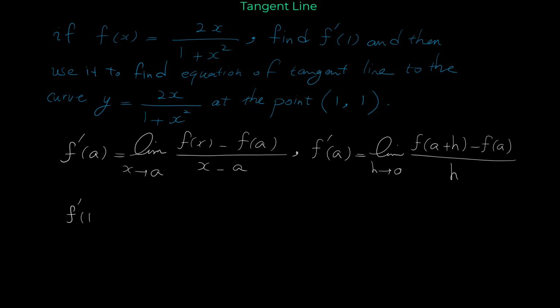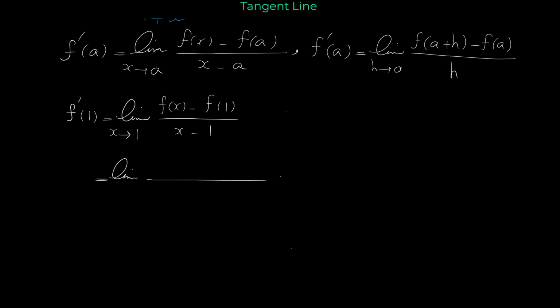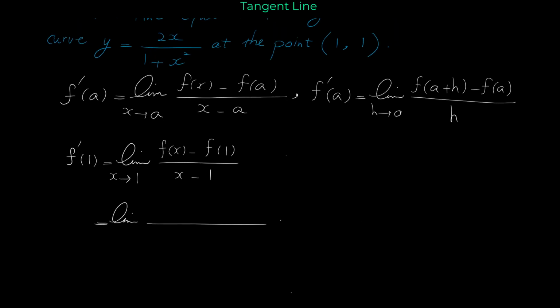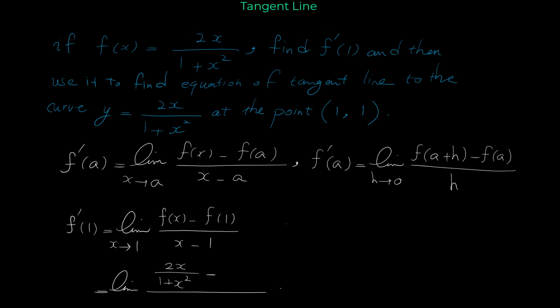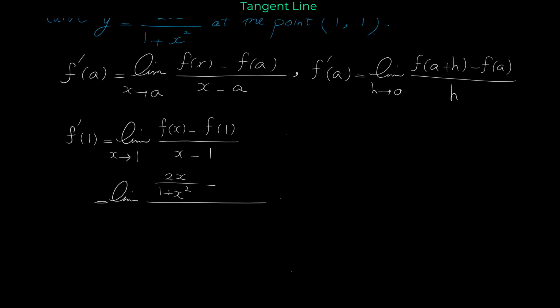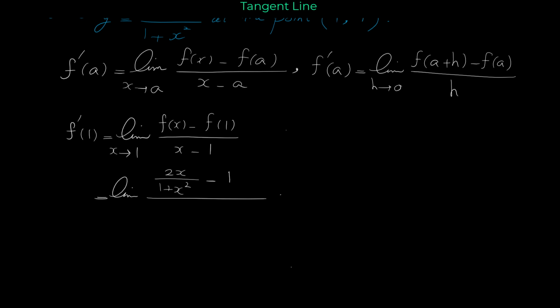F prime of 1 equals the limit of f of x minus f of 1 over x minus 1 as x approaches 1. F of x is the given function 2x over 1 plus x to the 2. F of 1, for finding f of 1, simply you have to plug in 1 in numerator and 1 in denominator for x. Numerator is 2 and denominator is 2 if you plug in 1 for x, so 2 over 2 is 1. So f of 1 equals 1, all over x minus 1 as x approaches 1.